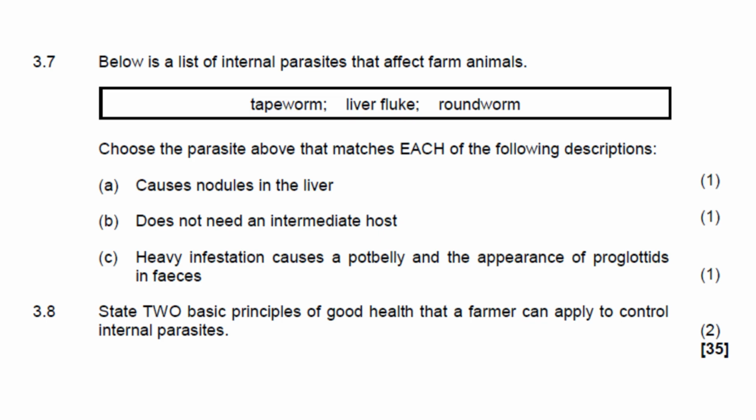Now, the last one, we only have one left. Heavy infestation causes pot belly and appearance of proglottids in feces, right? Then this one is the tapeworm, right? Then the last question before you bag your 35 marks, ne?